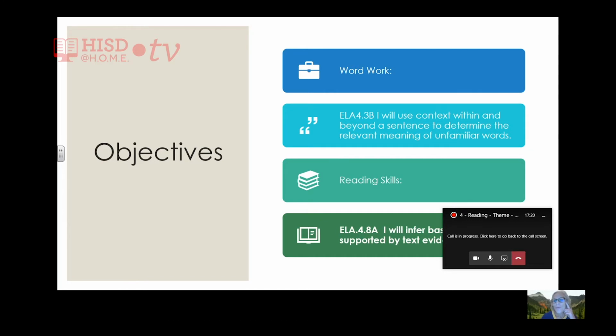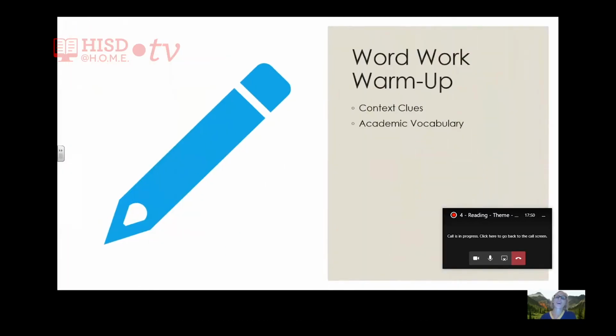Okay, today we're focusing on context clues. So we're going to look all around the sentences and at these different strategies to see if we can determine relevant meaning of unfamiliar words. And this is my favorite. We are going to be working with inferring theme using text evidence. We are going to try to infer the message. Wait, did I get the message? I got the message. The message for our readings. And we've got Aesop's Fables.